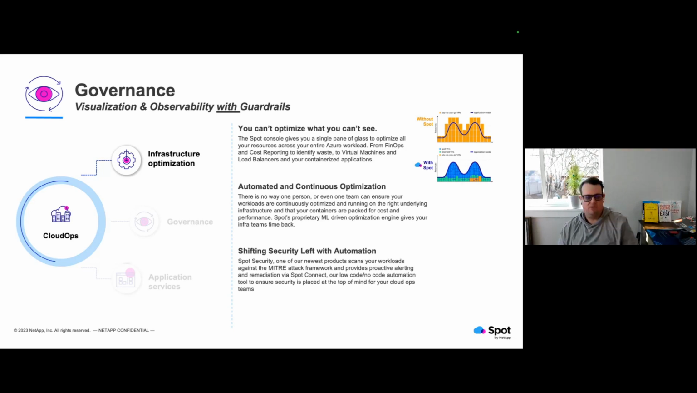We have a new tool that we're going to show called Spot Security, which allows us to take this governance and observability and those guardrails that you can use to ensure that you're running in a secure manner. We use the MITRE ATT&CK framework and some other tools, and we'll go into that in a slide here in a bit. But we give proactive alerting and automated remediation using our low-code, no-code automation tool to ensure security is placed at the top of mind for everybody working in your cloud operations.